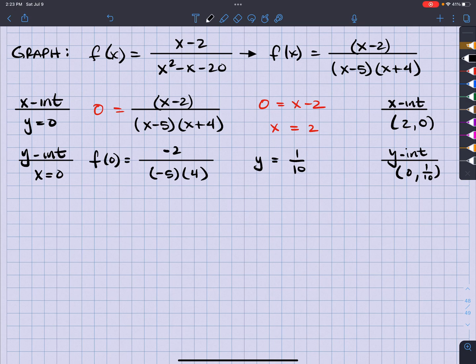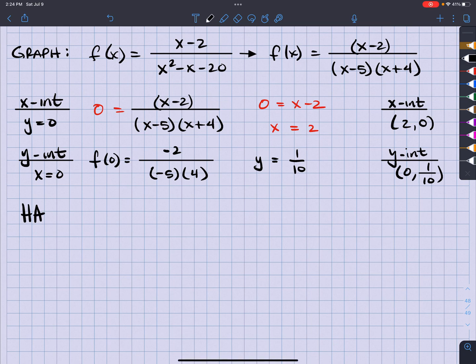Now, if you're concerned about graphing that, don't be concerned about graphing that. In fact, I'm going to rewrite that because that doesn't look very nice. 0, 1/10. There we go, that looks better. All right, so I got that. So now I have to find my vertical asymptote and my horizontal asymptote. I'm going to go ahead and find my horizontal asymptote right now.